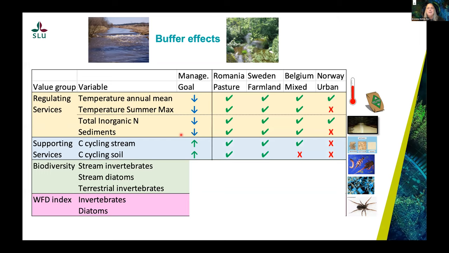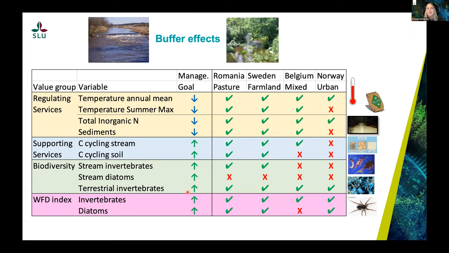For carbon cycling, we hope for more efficient carbon cycling in buffered stream sections, and we have evidence for that from several of our case studies. In terms of biodiversity, the buffers appear to be particularly good for terrestrial invertebrate biodiversity. And if we look at these indices used in the Water Framework Directive, we have evidence that riparian buffers improve ecological status for invertebrates and diatoms.